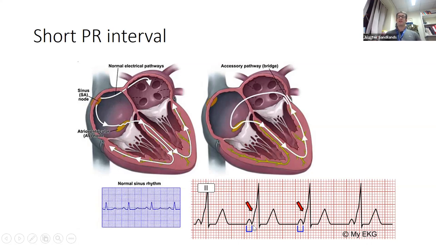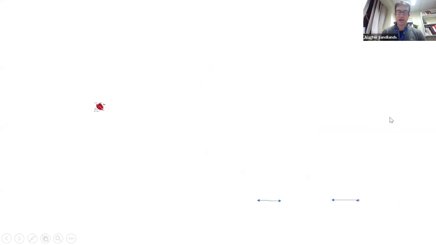So when we have a short PR interval, it might be that the patient is young and they have quick conduction down their AV node. Alternatively, in this patient, they've got an accessory pathway, an extra tissue connecting between the top and the bottom of the heart where electricity can go down, making the conduction very quick between the atrium and the ventricle. So this is where there's a short PR interval, Wolff-Parkinson-White, delta wave. Again, we'll talk about that in more detail when we do tachycardias.